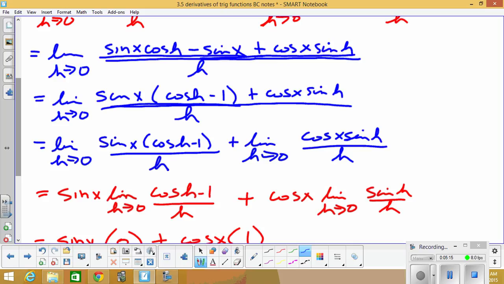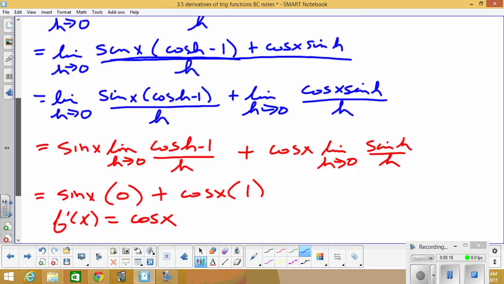Then from there, when I go to the red line, I said, okay, this is h going to 0. The sine x is technically a value that I can factor out like a multiplication. So I pulled that sine x out times the limit as h approaches 0 of cosine h minus 1 over h. And now this looks like our theorem that we had earlier. In the second term, I did the same thing, pulling the cosine x out, and it's multiplying the limit of sine h over h as h approaches 0. And it matches our previous theorem.